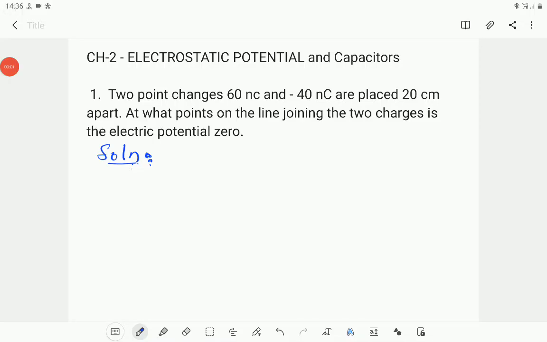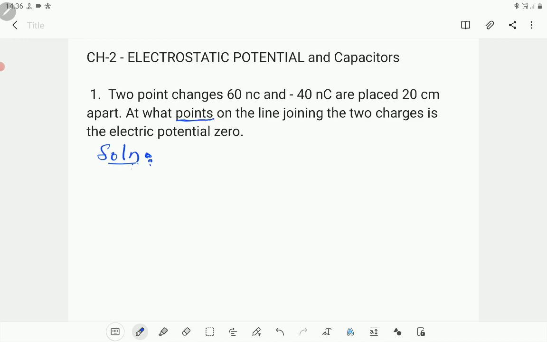Students will see some numerical sums. The second chapter, electrostatic potential and capacitors. First one, 2 point charges 60 nano and minus 40 nano are placed 20 centimeter apart. At what point on the line joining the two charges is electric potential 0? At what points? That's very, very important.